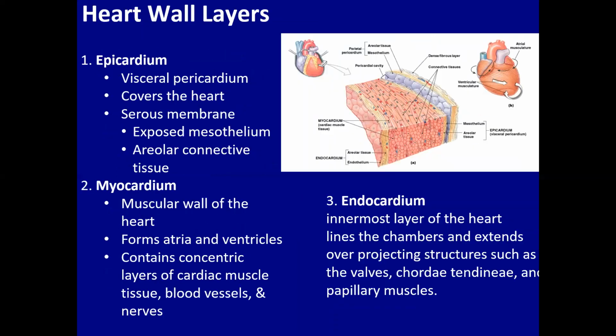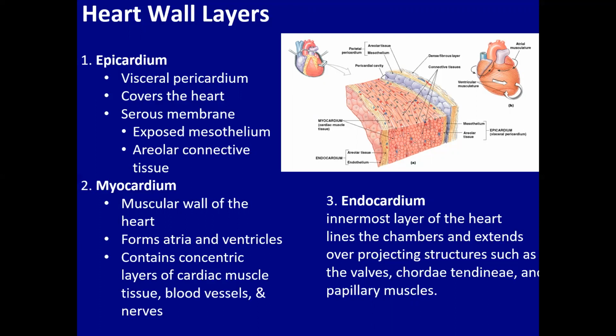There are 3 layers to the heart wall. The first layer, or the outermost layer, is the epicardium, also known as the visceral pericardium. It covers the heart. It is a serous membrane, as we've already talked about. In order for it to be a membrane, remember, it has to have at least two different types of tissue. So there is a mesothelium and a areolar connective tissue.